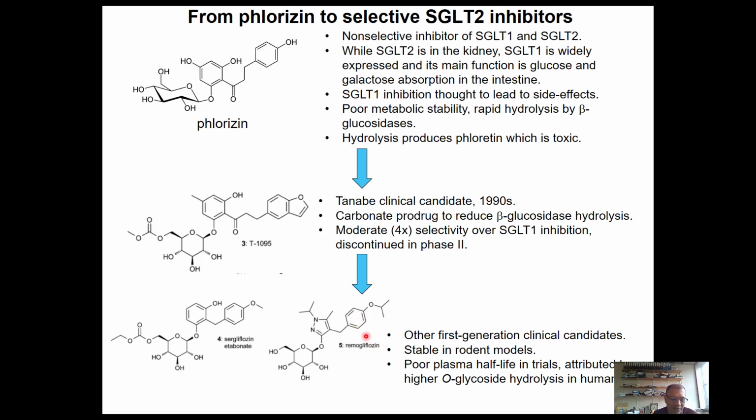And the fact that they failed in humans but worked quite well in these animal models suggests that humans have higher levels of glycoside hydrolysis, and just shows you that the data from animal models cannot always be translated to humans.